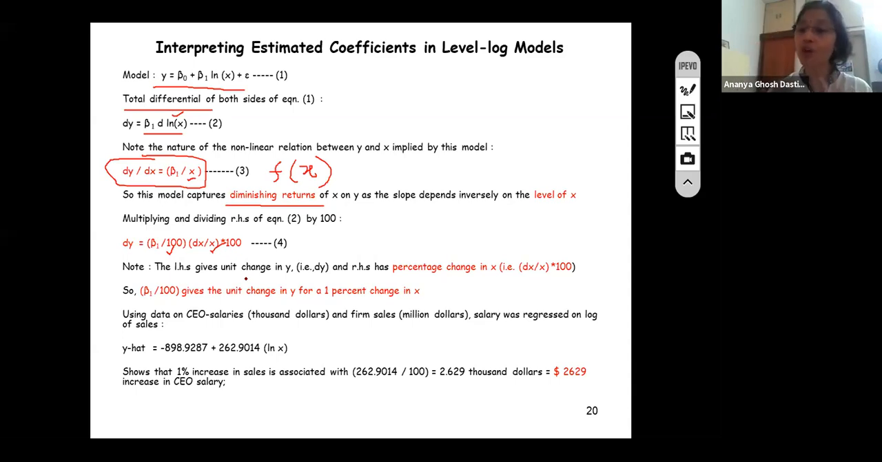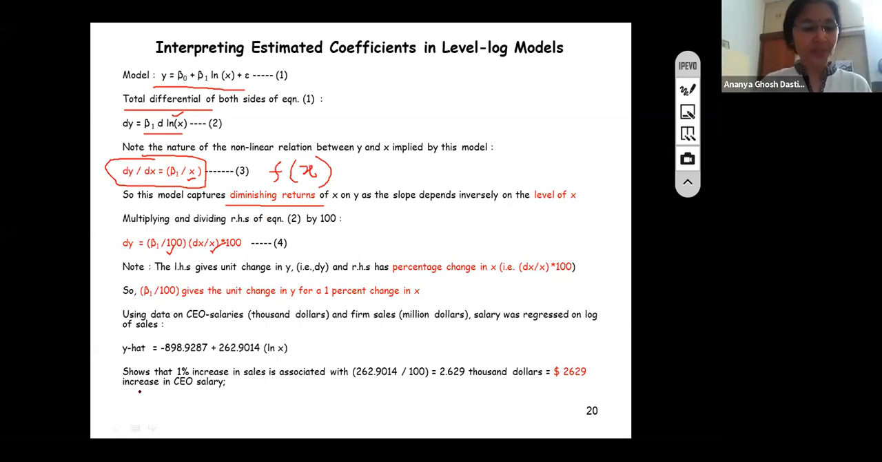The slope is not constant. If I have a level model, the slope is a constant. Dy/dx is equal to beta 1, no matter what is my level of x that I'm considering. But here the level of x has a bearing on the slope. As the amount of fertilizer keeps on increasing and increasing, the incremental productivity from extra fertilizer is going to keep coming down. That's the sense in which this model is capturing some kind of diminishing returns. That's one point.